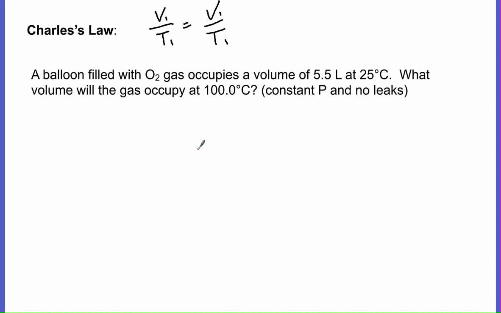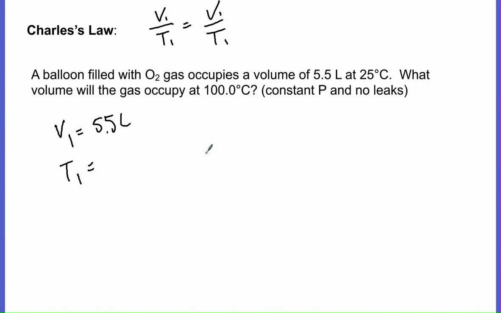So you're going to have problems that look like this. It says a balloon filled with oxygen gas occupies a volume of 5.5 liters at 25 degrees Celsius. What volume will the gas occupy at 100 degrees Celsius? So you set up the problem just like before. You collect what you know. Volume 1 is going to be 5.5 liters. Temperature 1 equals, it says 25 degrees Celsius.